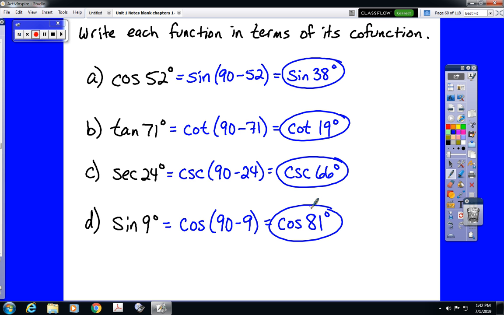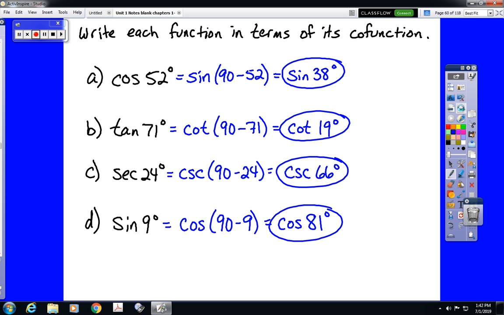Pretty straightforward. Again, remember that sine and cosine are cofunctions. Secant and cosecant are cofunctions. And tangent and cotangent are cofunctions.